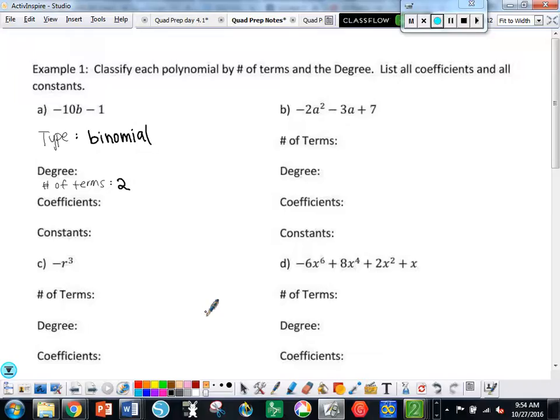This one has how many terms? 3. So it's called a trinomial. On your homework, this is 2 different questions. Is that okay? The type, trinomial, number of terms, 3. The degree of this one on part A is 1. So that is called a what? Say it again. Linear. The degree of part B is a 2. It is called quadratic.